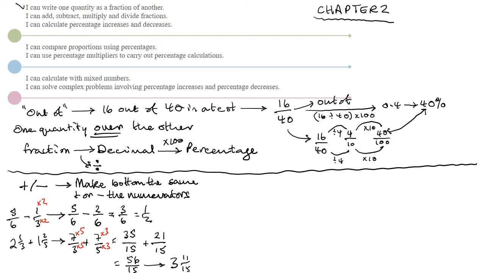Okay, so that's how we add and subtract fractions. Make the denominators the same, which may involve multiplying one or both of the fractions. Then either add or subtract the numerators, but if you've got any mixed numbers, change them to improper fractions.